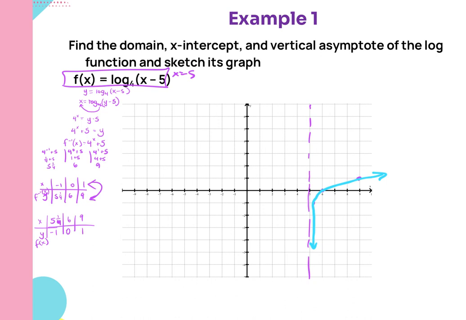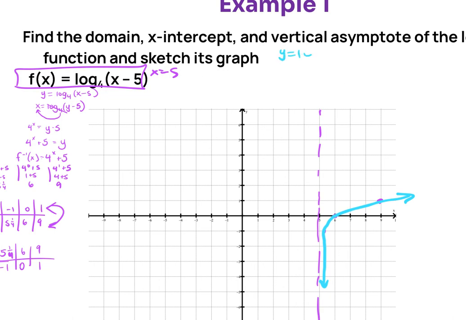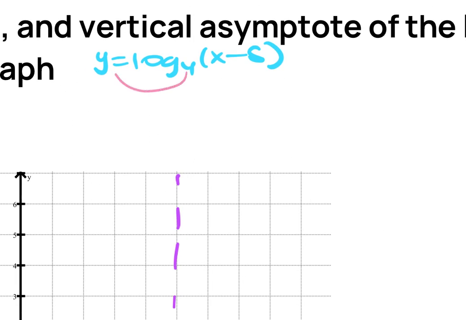Xander: What's the other way? The other way is we're going to take our function, we're going to convert it into exponential and plug in for the y instead of the x. So I'm going to take this function as y equals log base 4 of x minus 5. I'm going to convert it to exponential. So the 4 picks up the y, and then I add the 5.